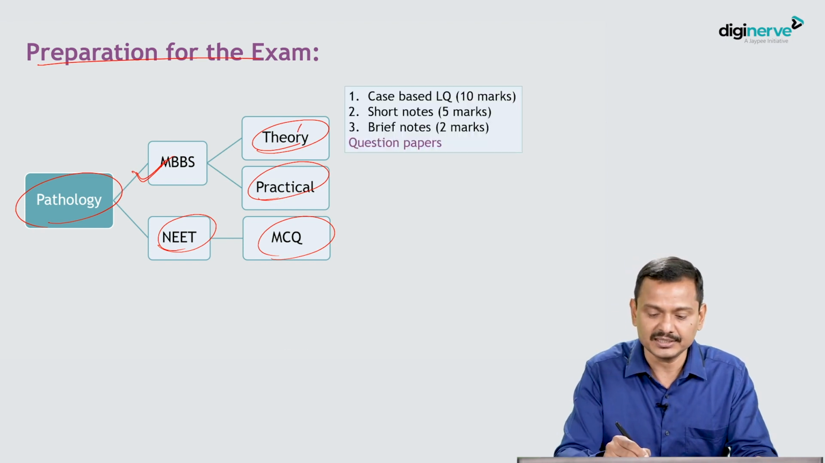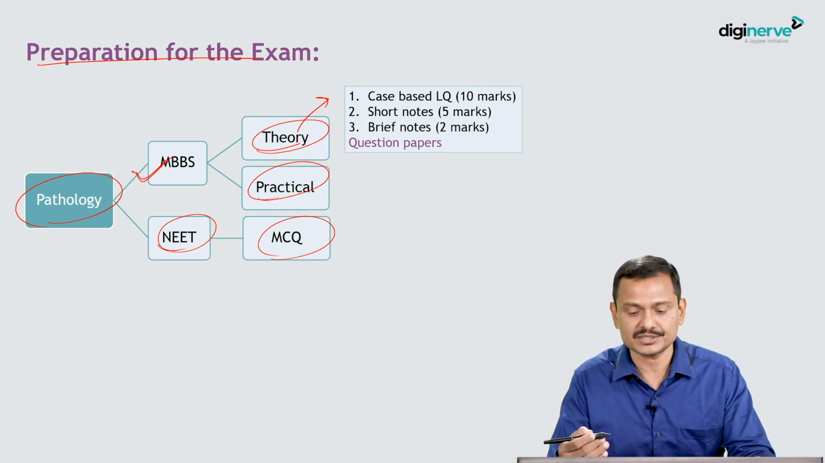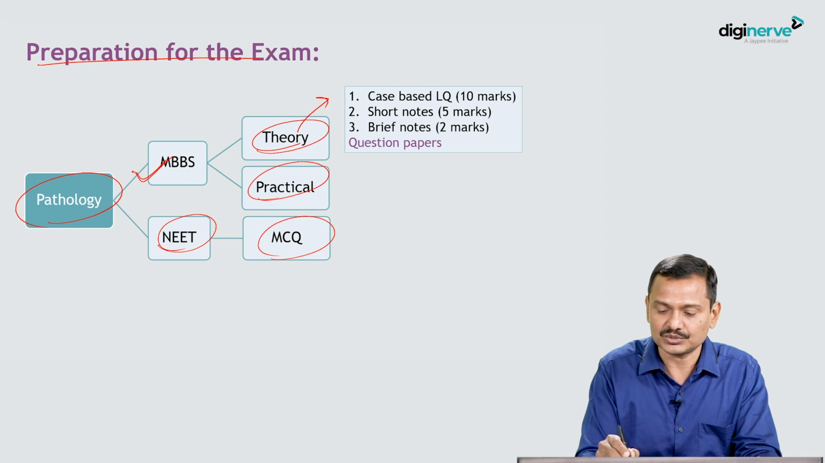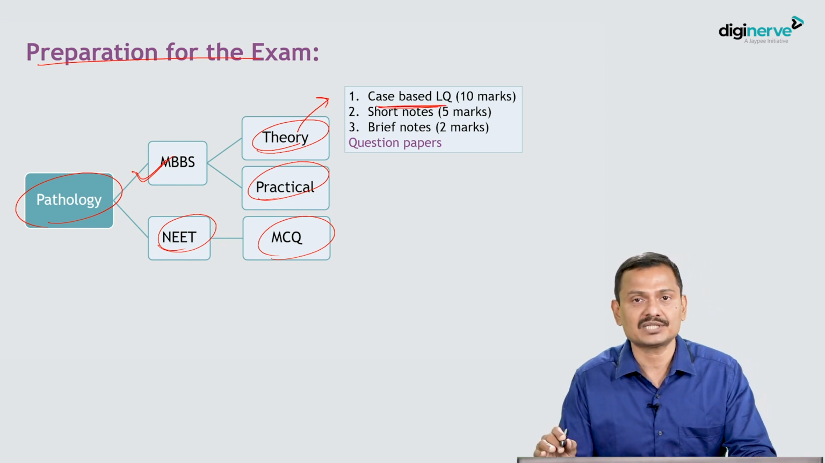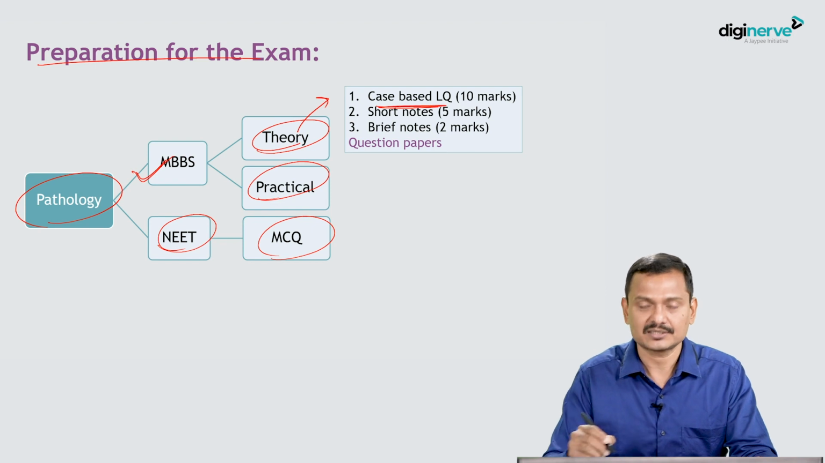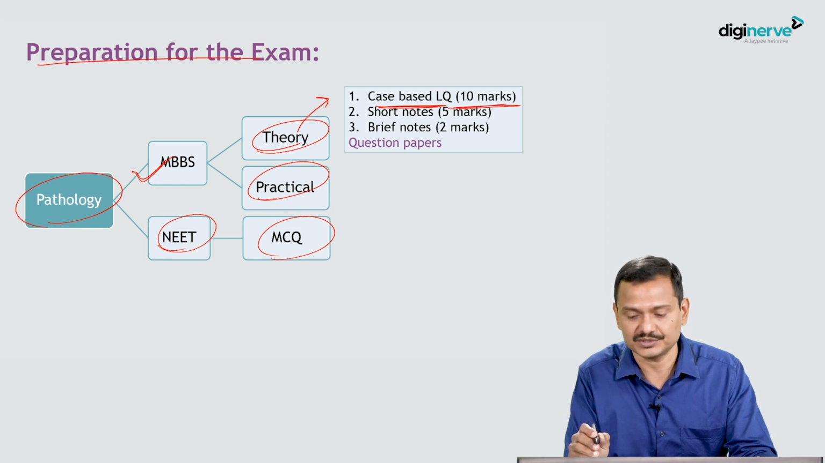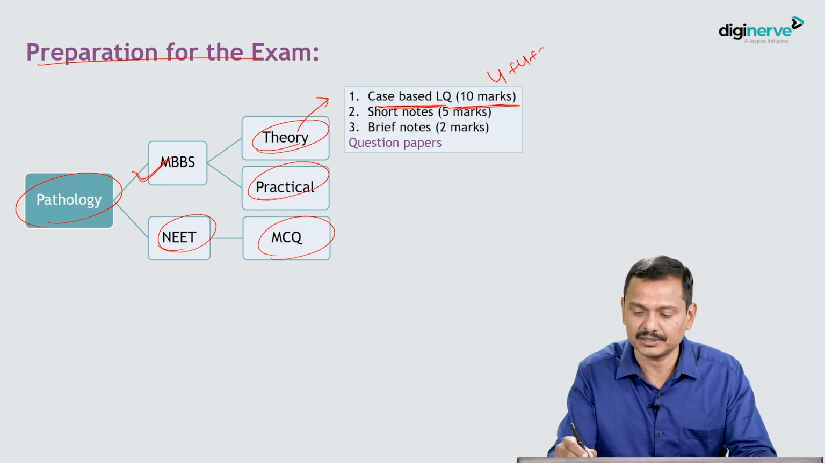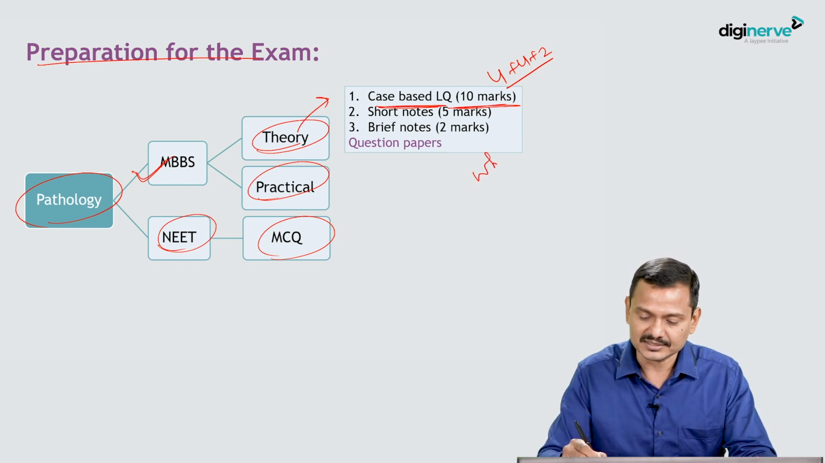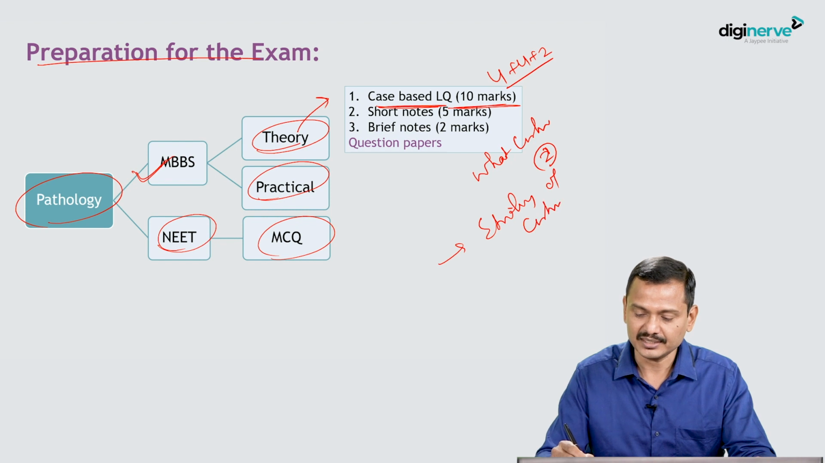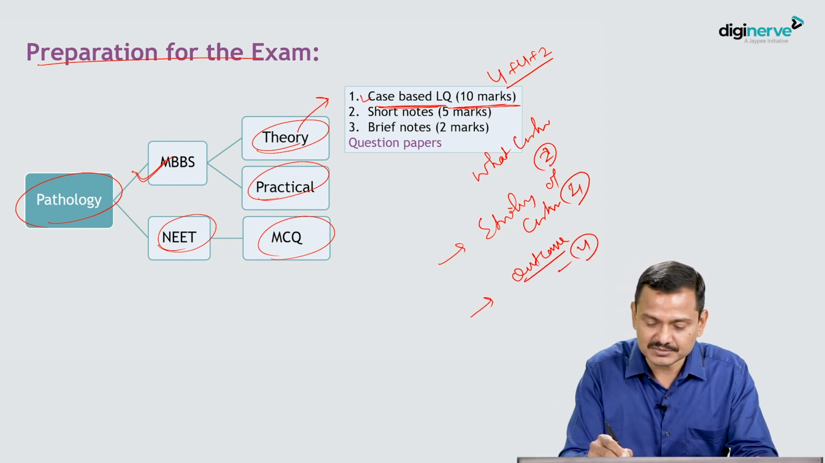Now, preparation for theory, as I told you, will vary according to university and institution, and these theory questions can be case based. If you go through our sessions, every session is set up with a case scenario first and then we go on to the chapter. It can be a long question of 10 marks, or it can be 4 plus 4 plus 2. For example, what is cirrhosis? That is 2 marks, the definition. What is the etiology of cirrhosis? That is 4 marks, and then what is the outcome or what are the complications, that can again be 4 marks. So that is a case based long question.